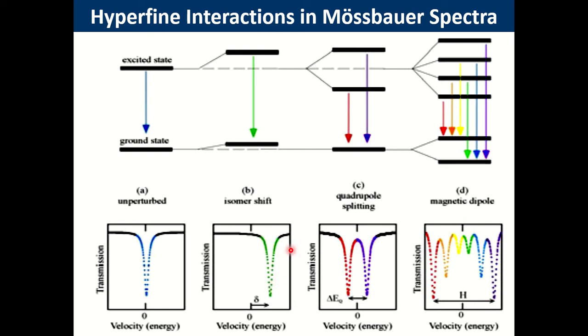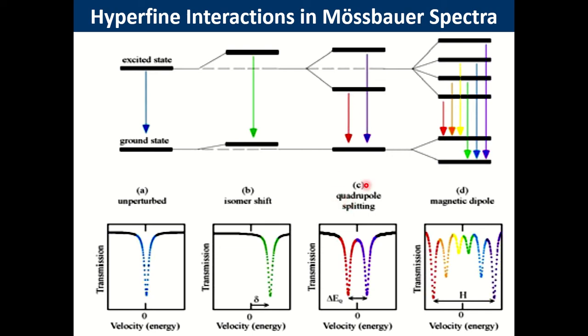Now consider, in addition to that, if there is an electric field gradient present at the nucleus, and the nucleus itself is asymmetric. In that case, you are going to have this kind of splitting that occurs. We will understand each of these one by one in detail.